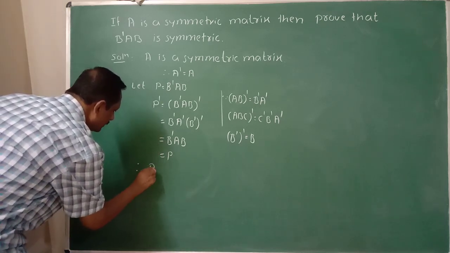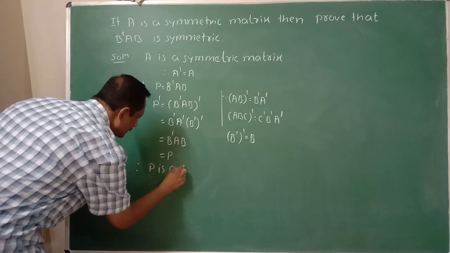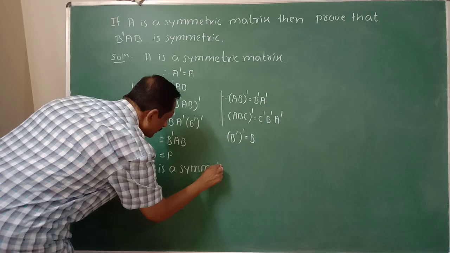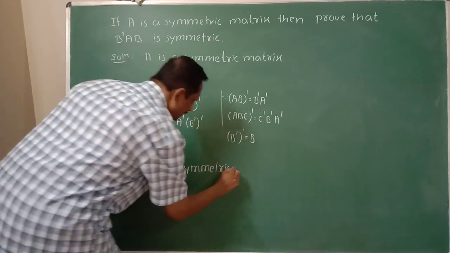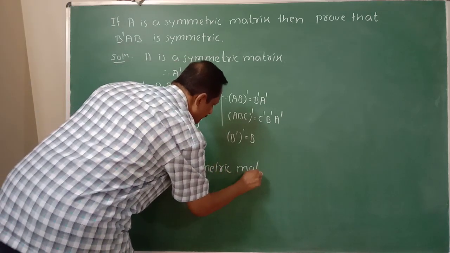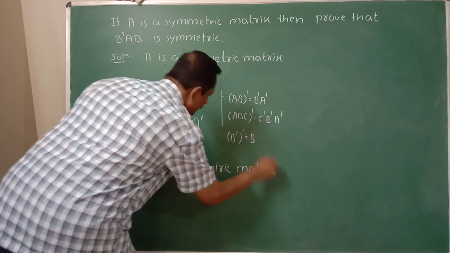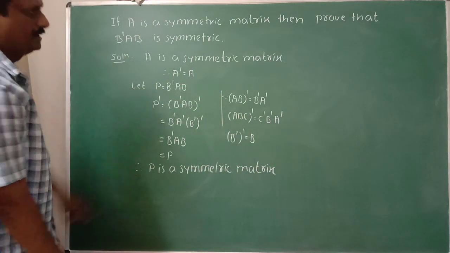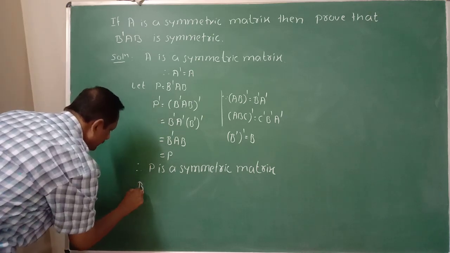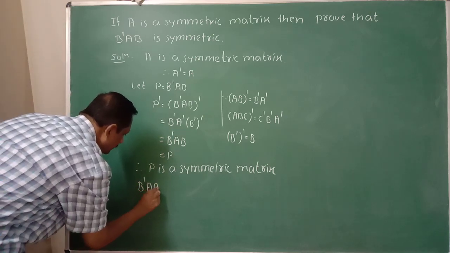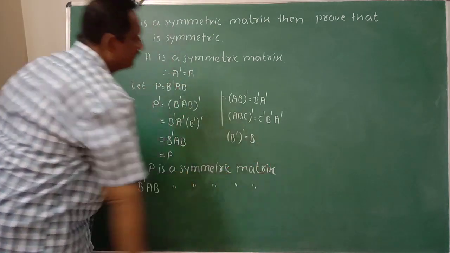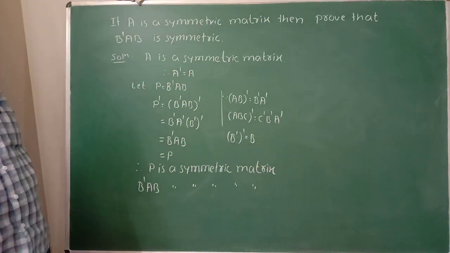Therefore, P is a symmetric matrix. But what is P? B dash into AB. Hence, B dash AB is a symmetric matrix. This is the proof.